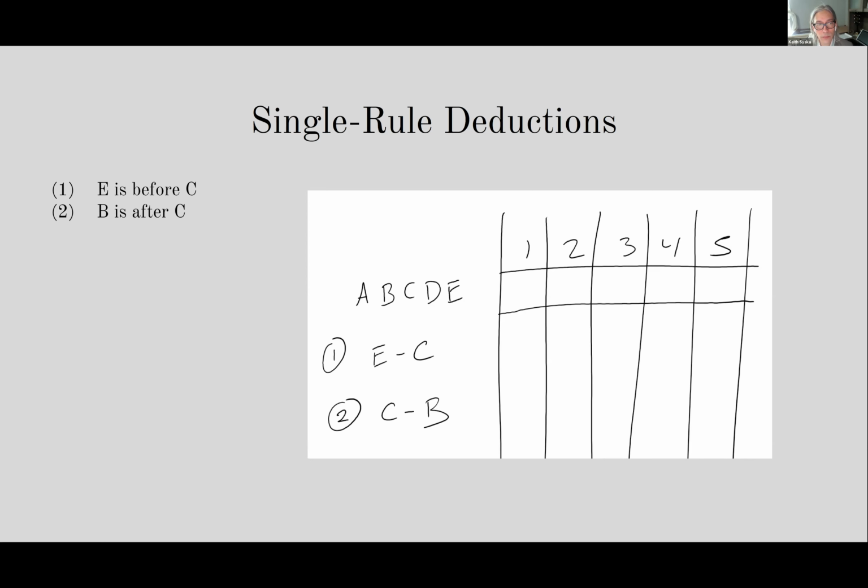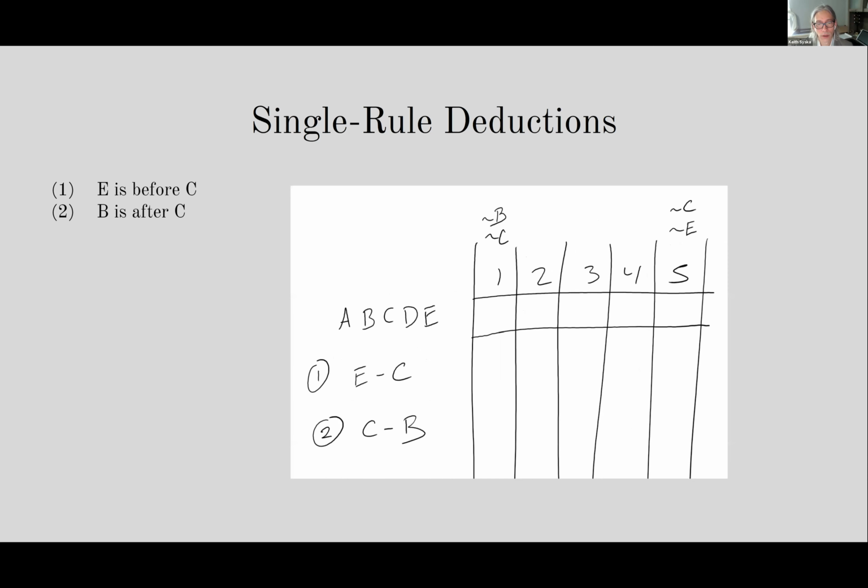If E is before C, then where could E never go? And here's our list of deductions. E could not be fifth because it has to have C after it. C can't be first because it has to have E before it. And then if we do the same thing for rule 2, we can see that C could never be fifth because it has to have B after it. And then B could never be first because it has to have C before it.